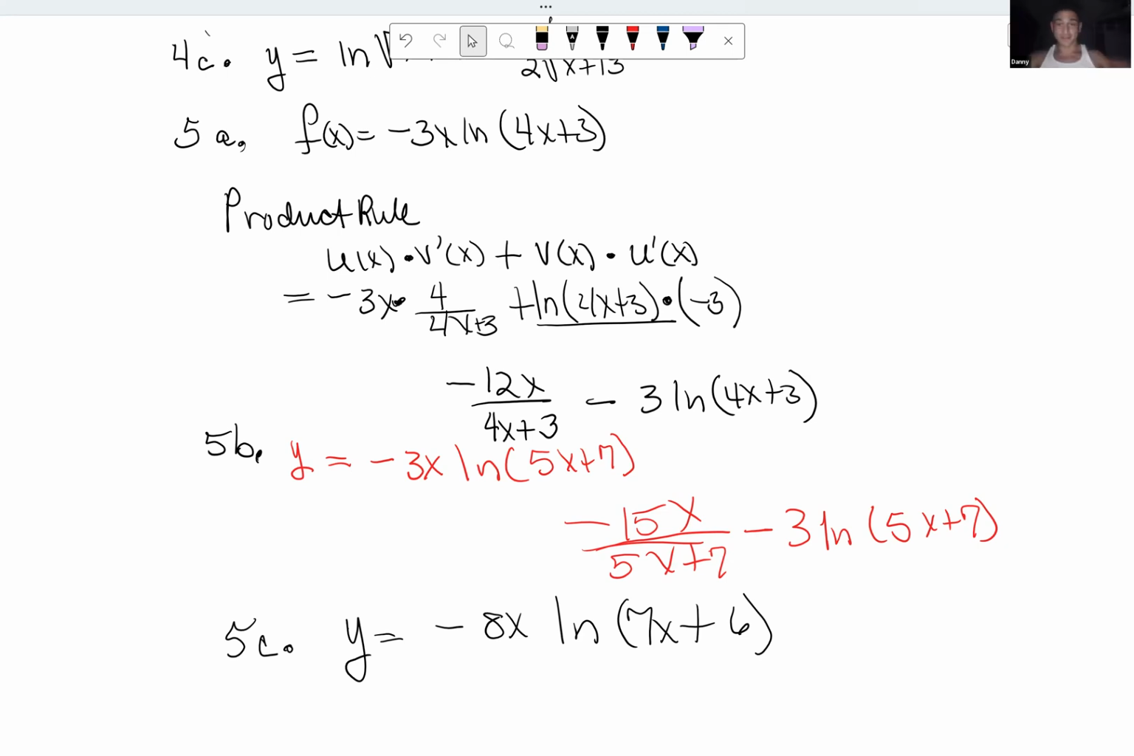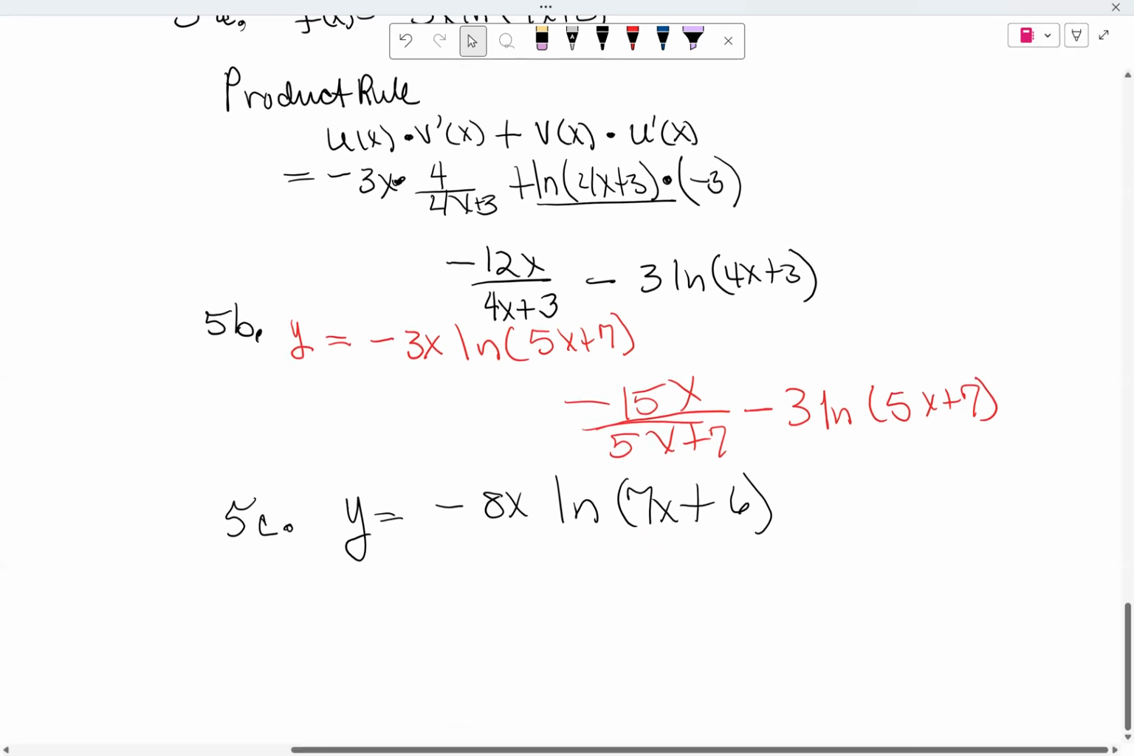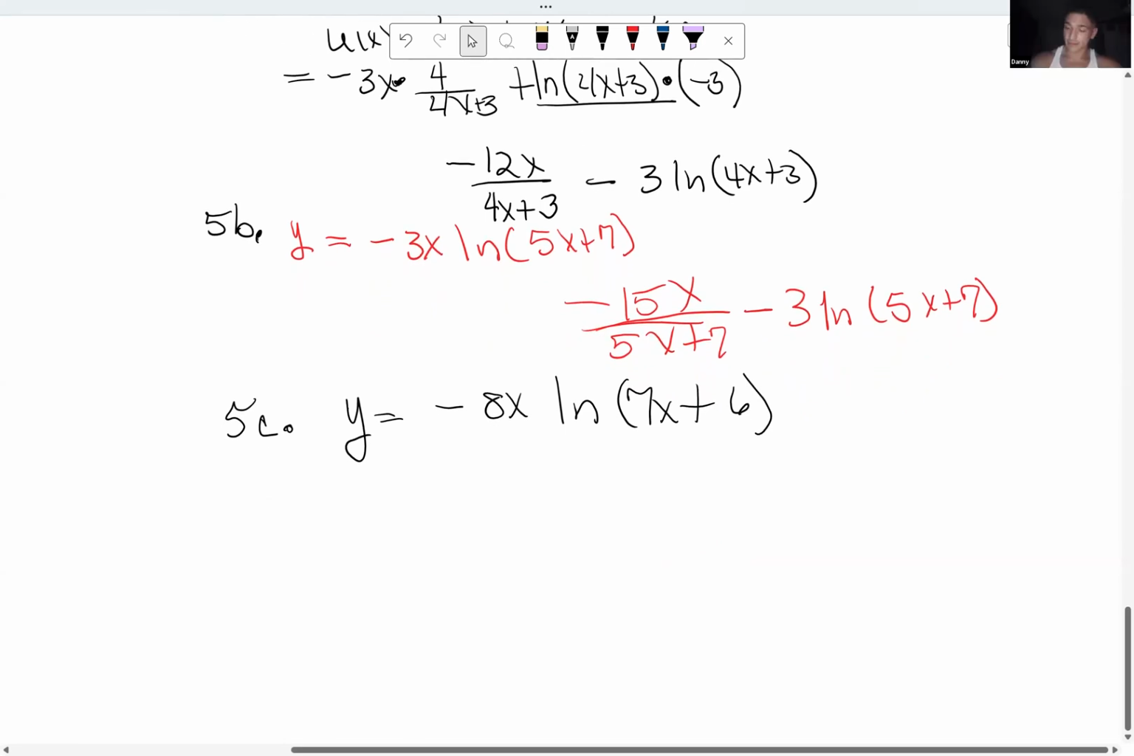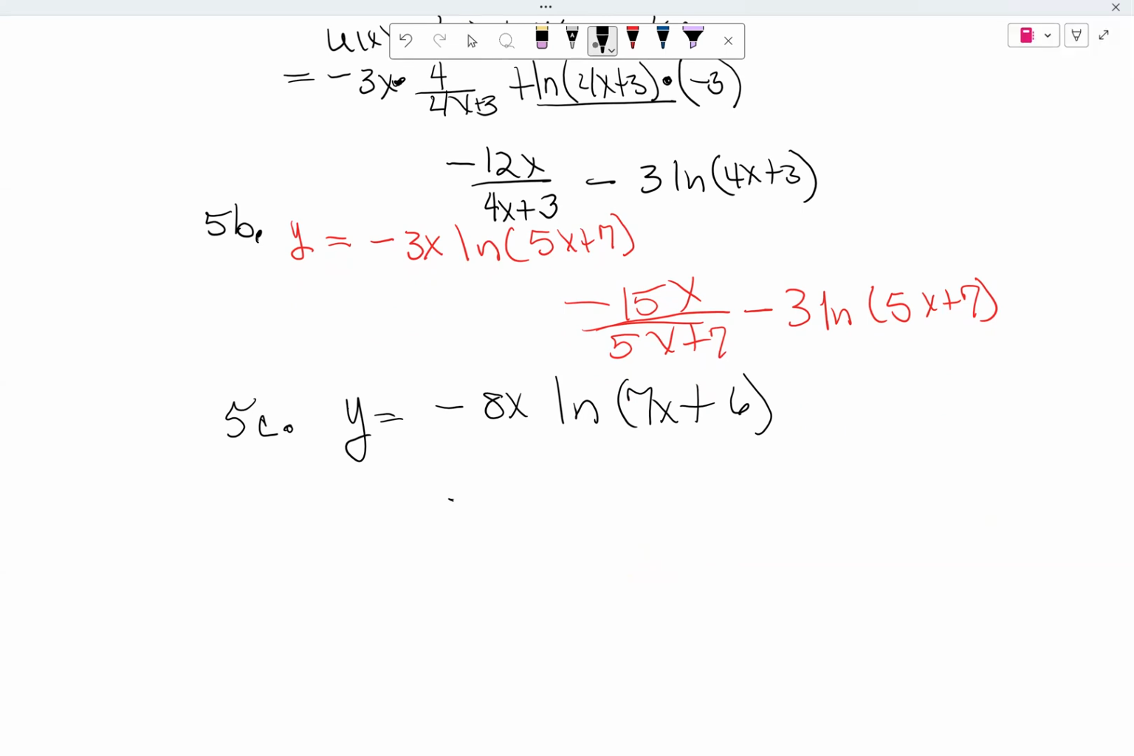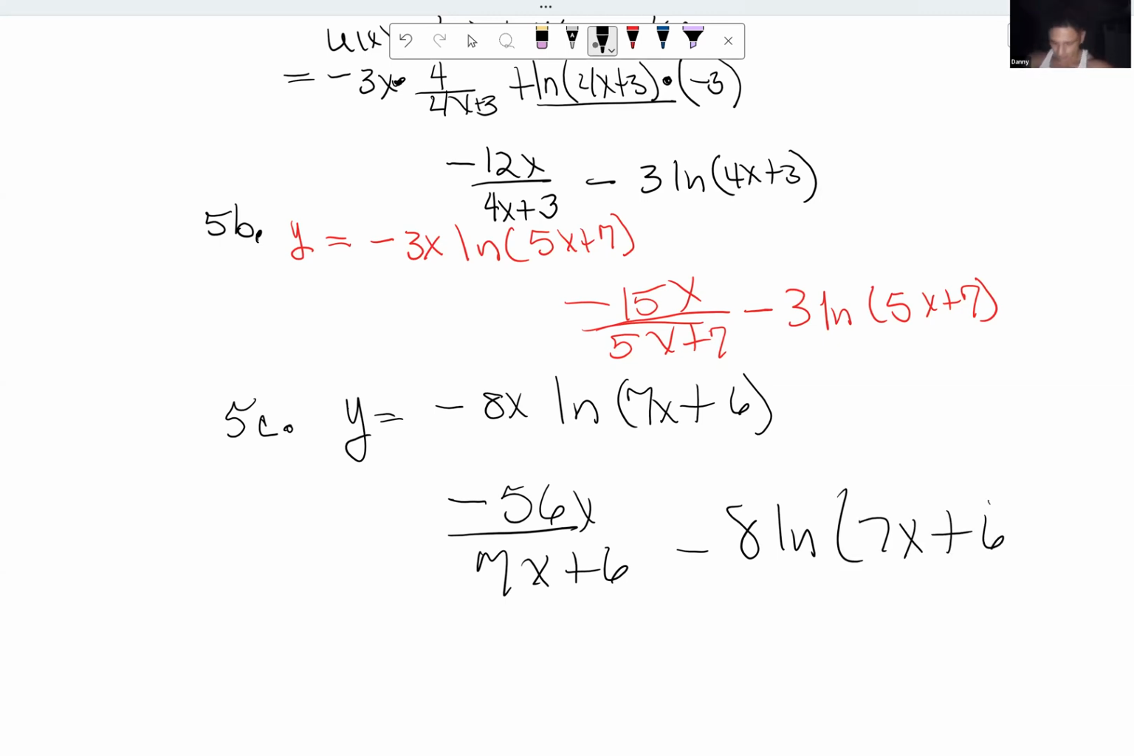Yeah, I have a possible answer here. What do you think it is? Negative 56x over 7x plus 6 minus 8, negative 8 natural log 5x plus 7. So you have negative 56x over 7x plus 6, minus 8 natural log of 5x plus 7. 7x plus 6, right? Yeah, that's right. That was from the previous answer.